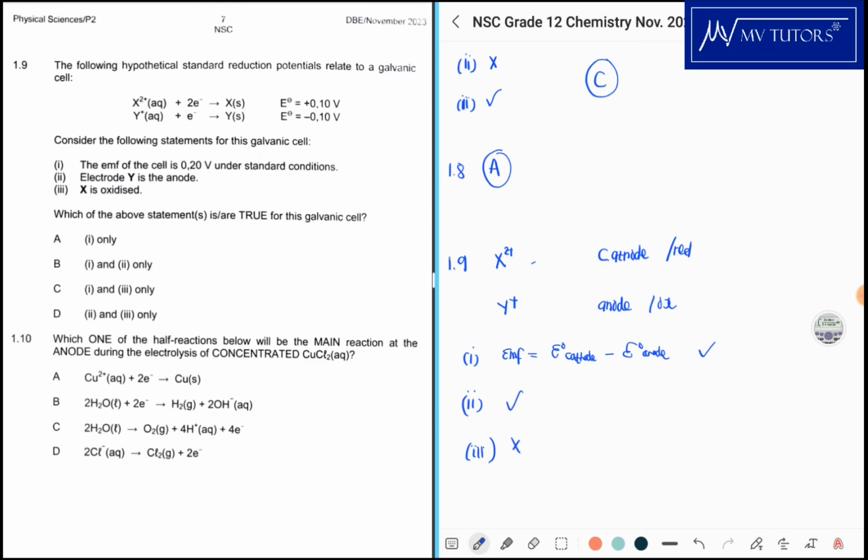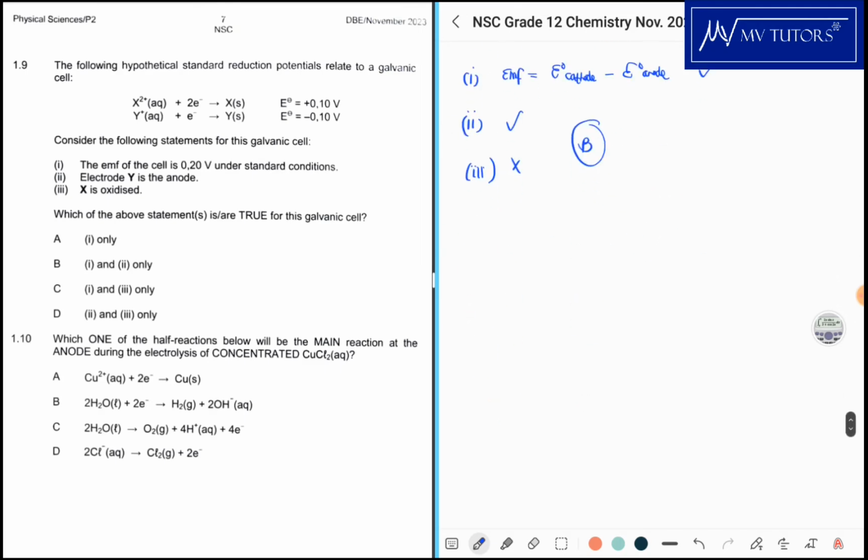So now, which of the above statements are true for the galvanic cell? 1 only? No. So basically looking for 1 and 2. So that is B, right? Because 1 and 3 is incorrect, 2 and 3 is incorrect. Okay, and the last question, 1.10. Which one of the half reactions below will be the main reaction at the anode during the electrolysis of concentrated copper chloride?